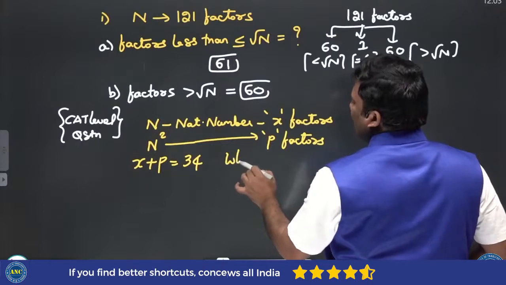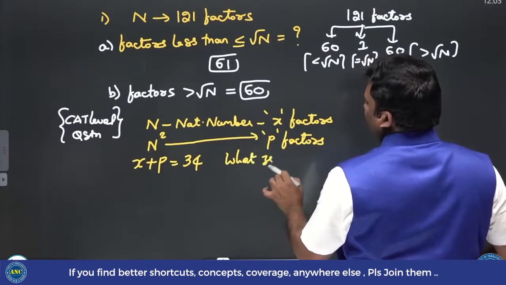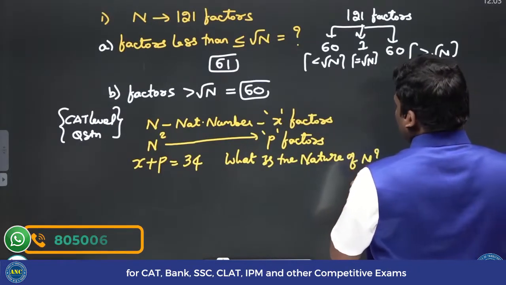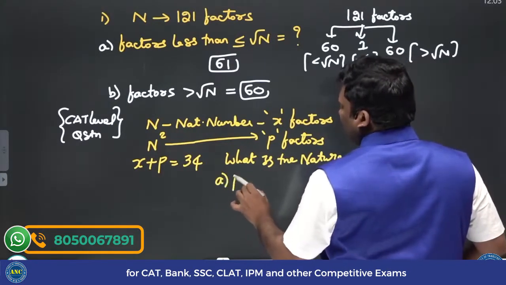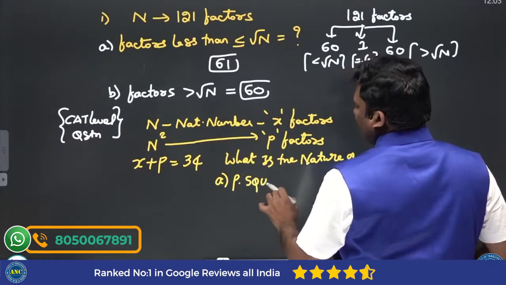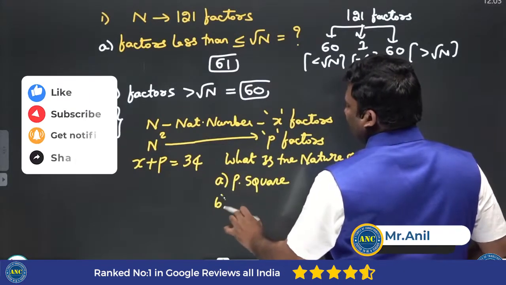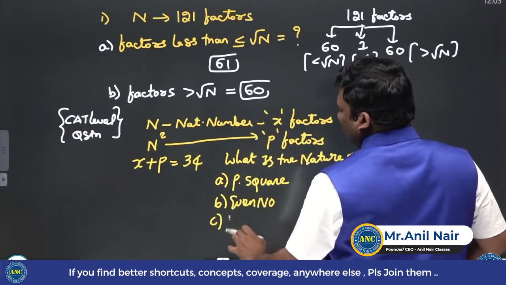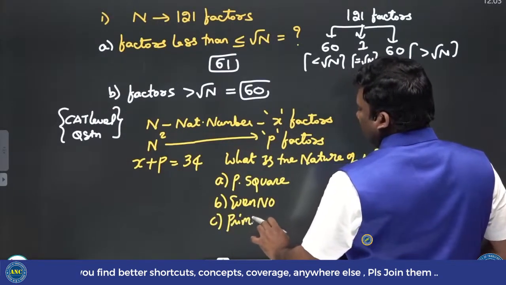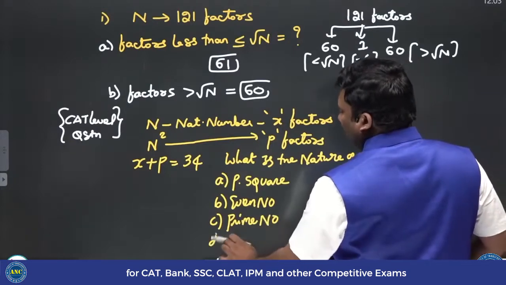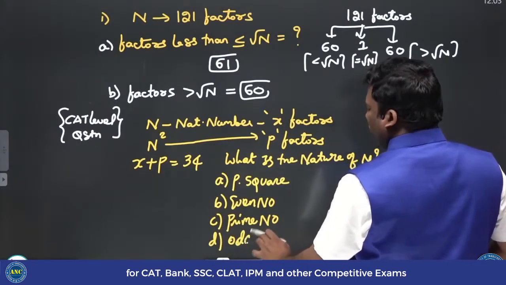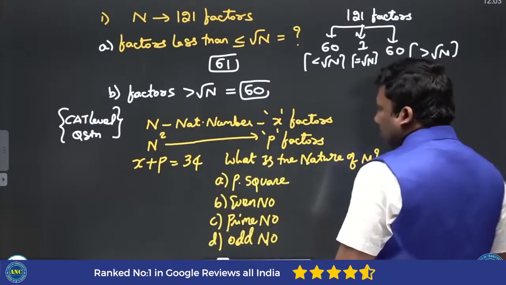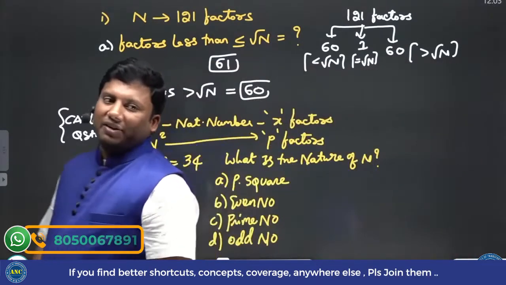What is the nature of n? First option, perfect square. Second option, even number. Third option, prime number. Fourth option, odd number. Beautiful question, sir. Students who have a very good understanding of fundamentals can solve this question very, very fast.